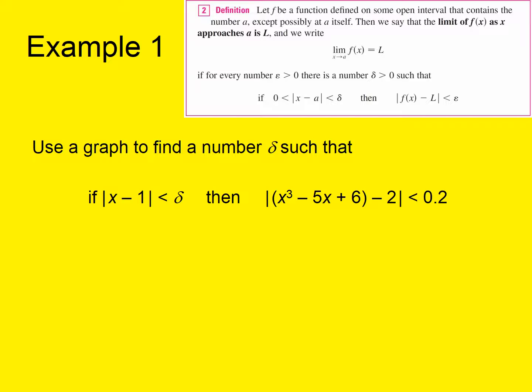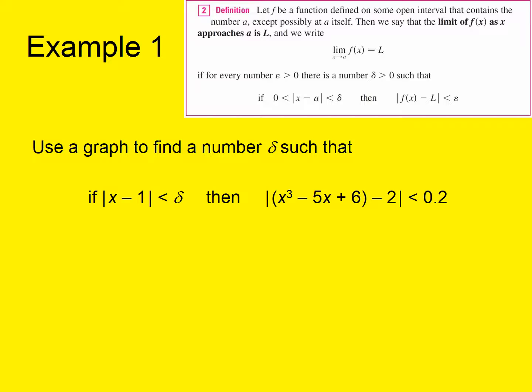about a. Then we say that the limit of f of x as x approaches a is L, and we write the limit as x approaches a of f of x equals L if for every number epsilon positive there's a delta positive, such that if 0 < absolute value of x minus a < delta, then absolute value of f of x minus L is less than epsilon.